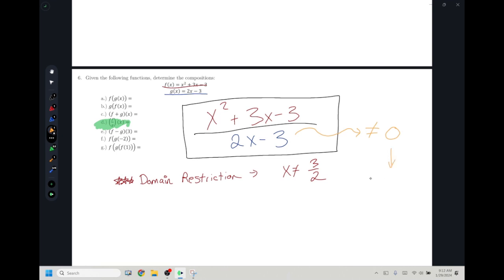So then we could just go off to the side and go 2x minus 3 better not be 0, which means 2x better not be positive 3, which means x better not be 3 over 2. But that's not technically how we write domain. How can we convert that into an actual domain?